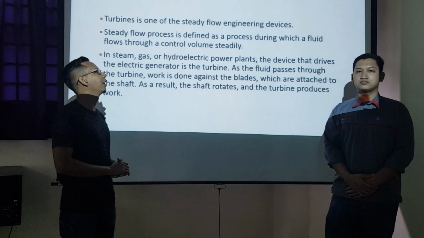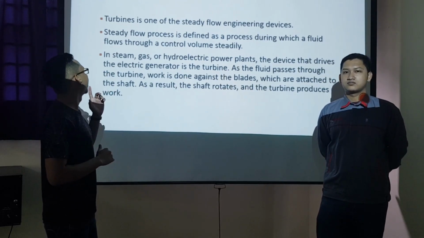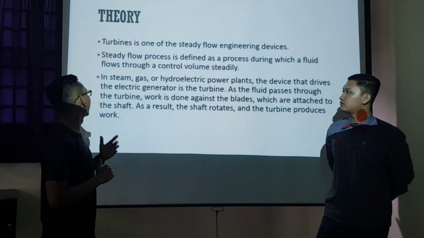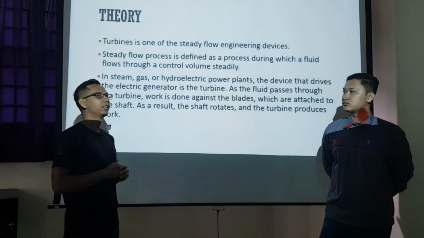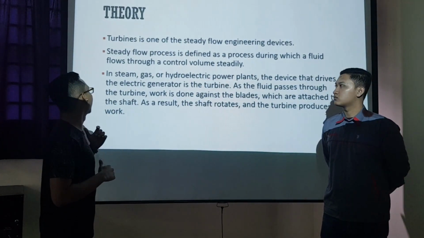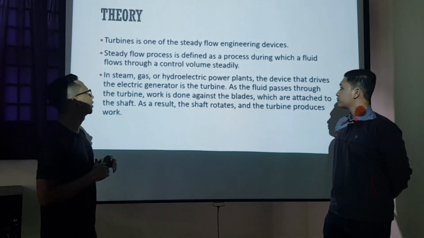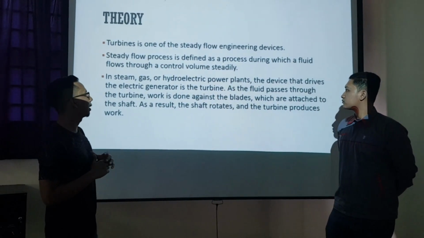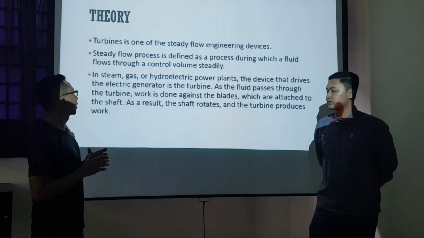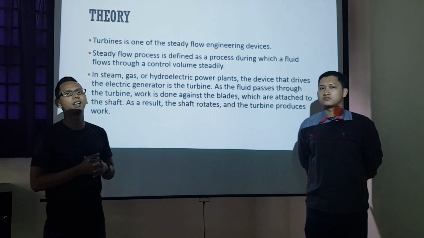In our class, we study that turbine is one of the steady flow engineering devices. Steady flow process is defined as a process during which a fluid flows through a control volume steadily. In steam, gas or hydroelectric power plants, the device that drives the electric generator is the turbine. As the fluid passes through the turbine, work is done against the blades which are attached to the shaft. As a result, the shaft is rotated, and work is produced.